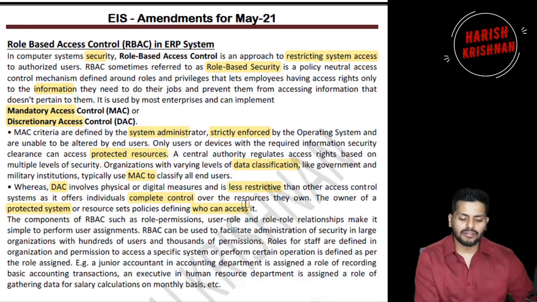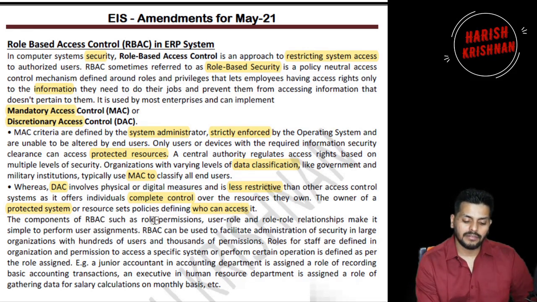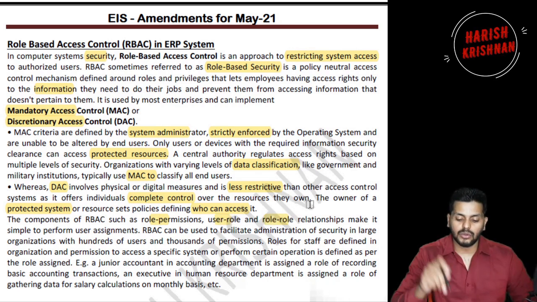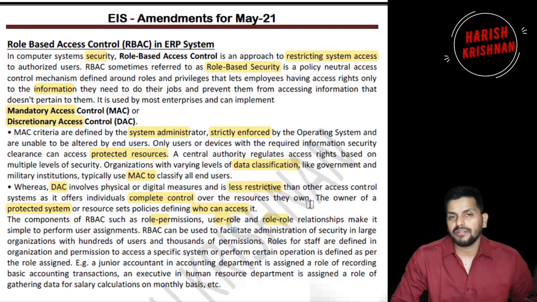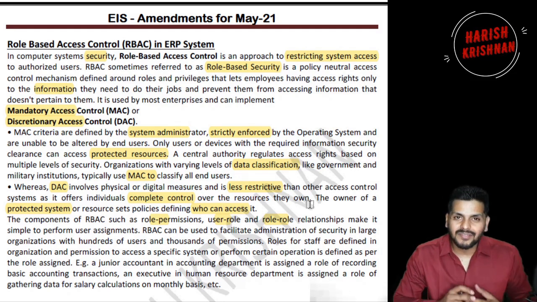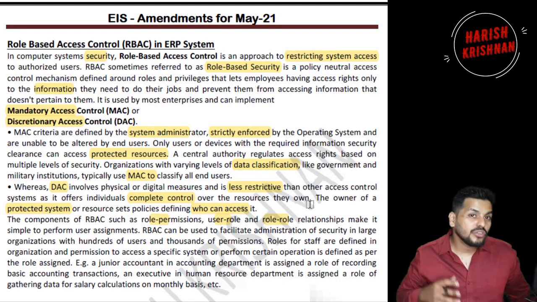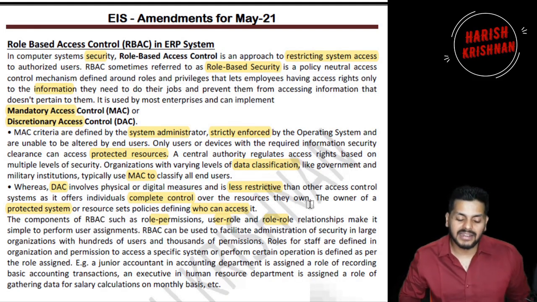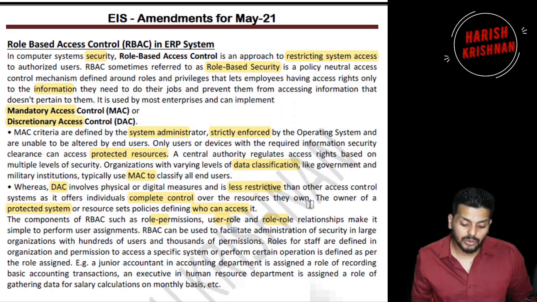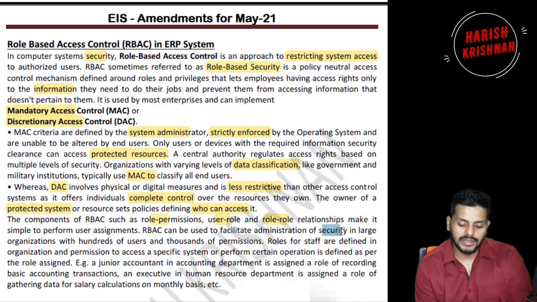The components of role-based access control, wherein we are talking about role permissions, what is the user role, and from one role to other, role to role relationship, make it simple to perform user assignments. An organization without this role-based access control is a chaos, because you don't know who's having the right power, who's doing what. None of this we will have a clarity of. So therefore it can create much more confusion. Therefore, implement these access control mechanisms, which can be used to facilitate administration of security in large organizations with hundreds of users and thousands of permissions.